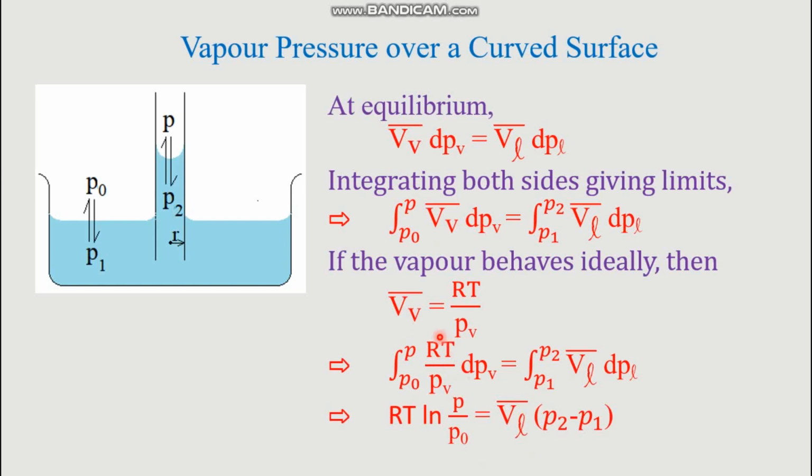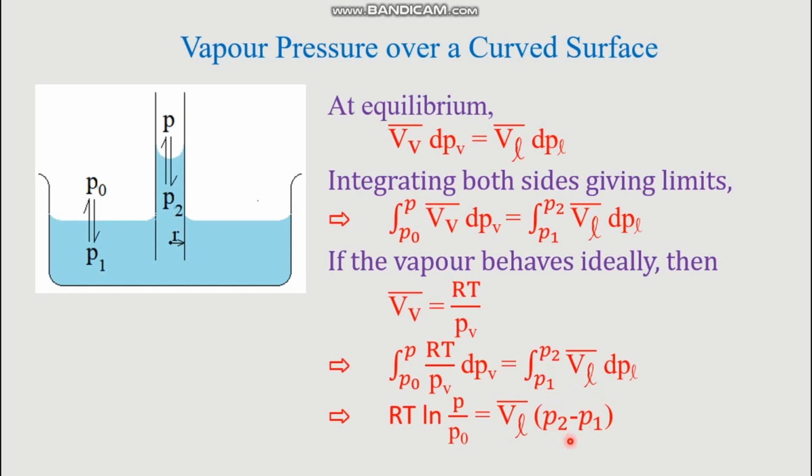So what is the result? RT is constant because temperature is constant. Then dP by P means ln P. So ln P with limit P0 to P must be ln P by P0. And in the right hand side, simply V_L bar is a constant, and at a constant temperature this is a constant. So this is taken out of the integration. So the integration is only for dP. So the value of P must be limited from P1 to P2. That means P2 minus P1.